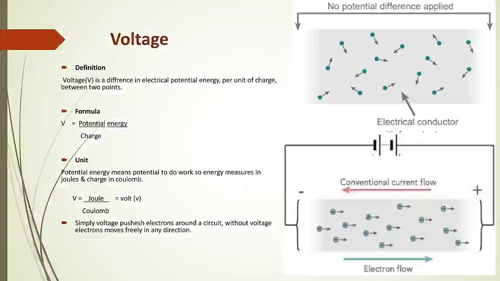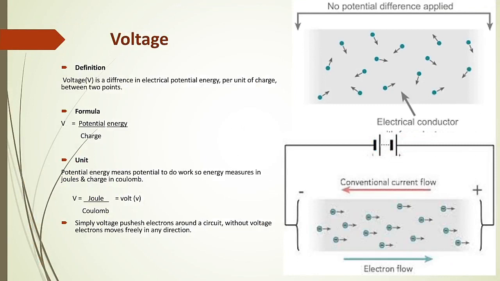Voltage is a difference in electrical potential energy per unit of charge between 2 points. It is the pressure difference between higher and lower level points. Then formula. V is equal to potential energy per unit of charge, means potential energy upon charge is the formula. Then unit. Potential energy means potential to do work, so energy is measured in joule and charge is measured in coulomb. So V is equal to joule upon coulomb is equal to volt, so the unit of voltage is volt.